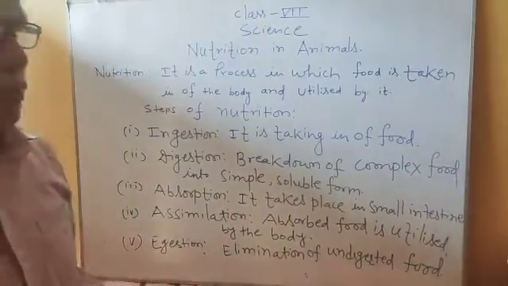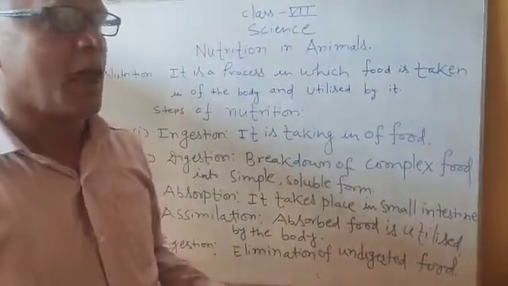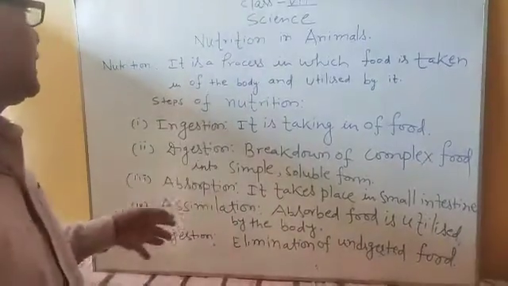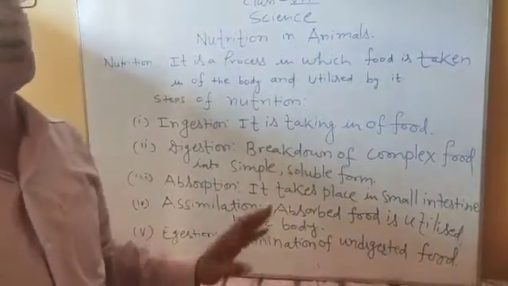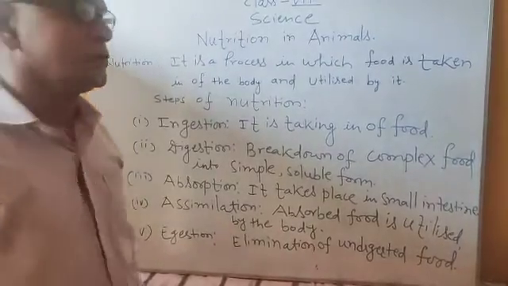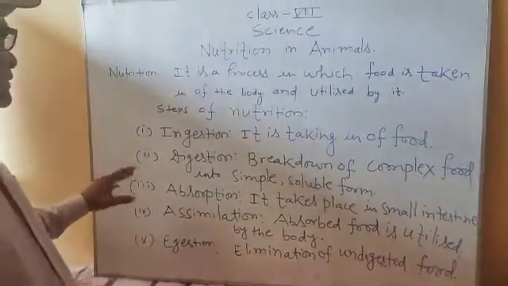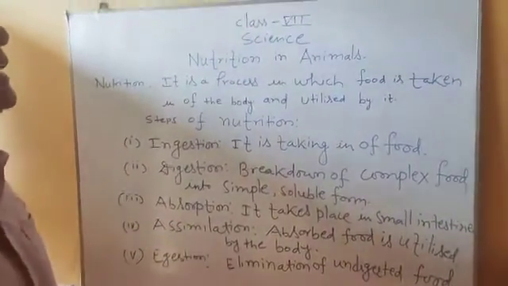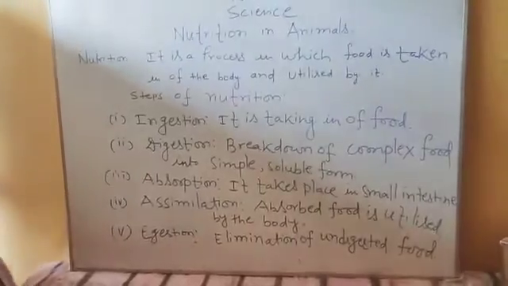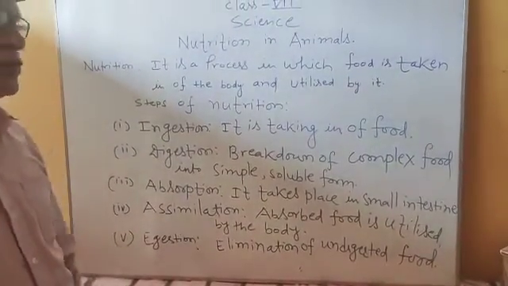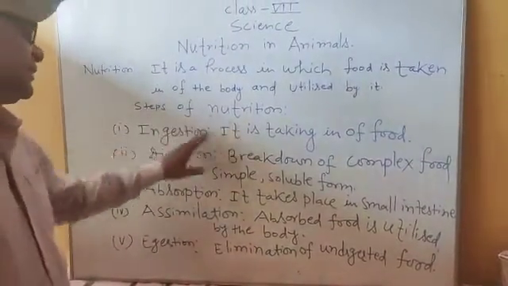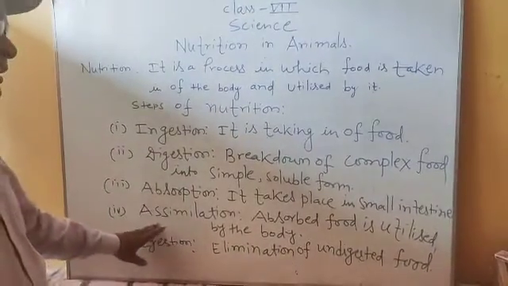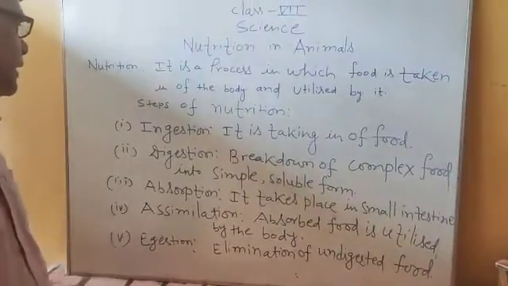When we take food and it is utilized by our body, then this process is called nutrition. Now, the question is how nutrition takes place in different animals or plants. So, what are the steps of nutrition? The steps of nutrition are ingestion, digestion, absorption, assimilation, and egestion.